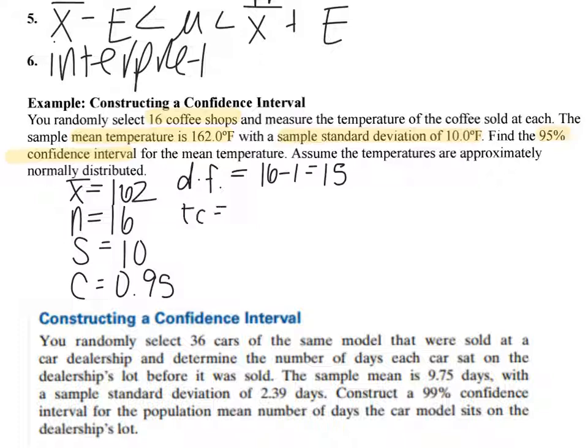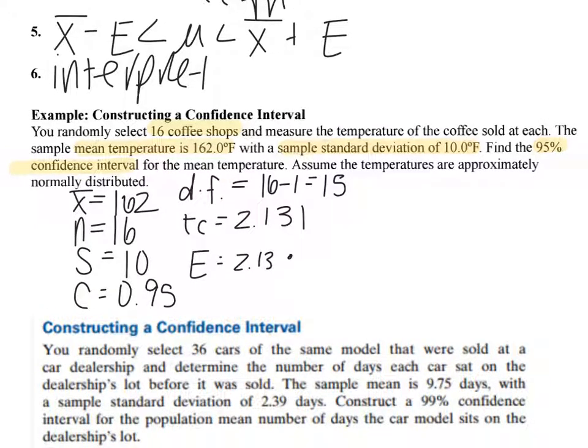We use our table to find our critical value. So we would go over to degrees of freedom of 15 and a confidence level of 0.95. We get our margin of error, which is 2.131 times 10 divided by root 16, which is about 5.3. And then we do our confidence interval here, x bar minus E and x bar plus E.